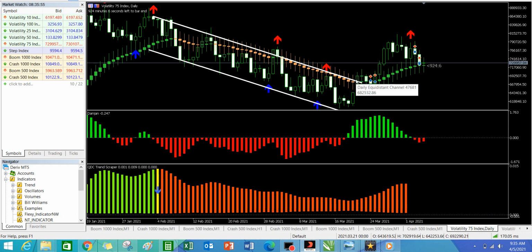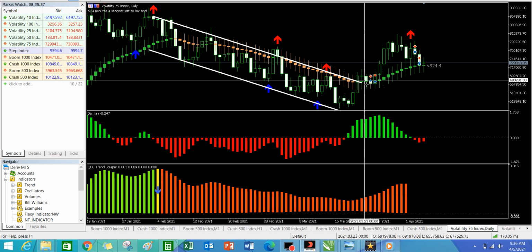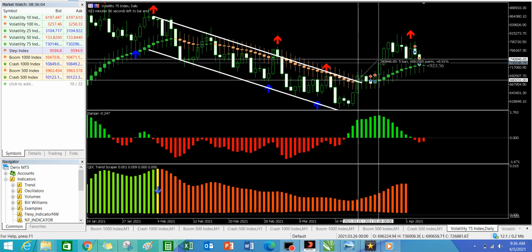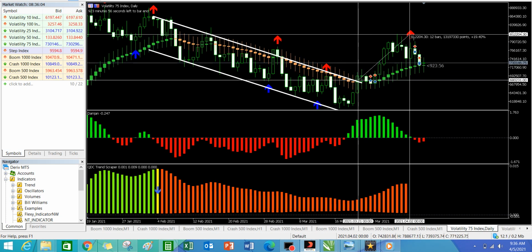And what if it breaks out from that channel, just the way it happened here? You can see that it breaks out from the channel here, and when that happened, there is only one thing that you should expect from there. Once it breaks out from that channel, then you should expect it to buy for a very long time.